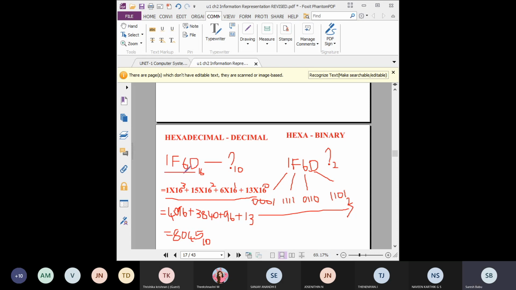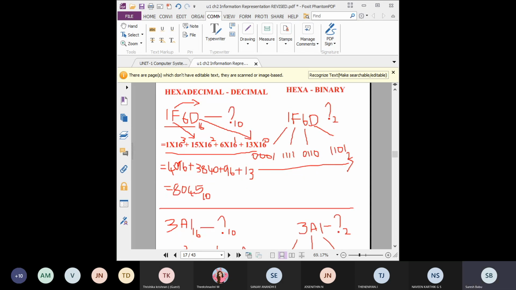And see here in the question 1F60. You will understand how to multiply this F into 16. For multiplication purpose you have to give the equivalent value. F's equivalent value is 15, so 15 into 16 power 2. Then what is the equivalent value for D? D's equivalent value is 13 into 16. Like this, for multiplication purpose you have to give the equivalent value, because we cannot multiply F into 16, right? Students, did you understand when we need to give the equivalent value?